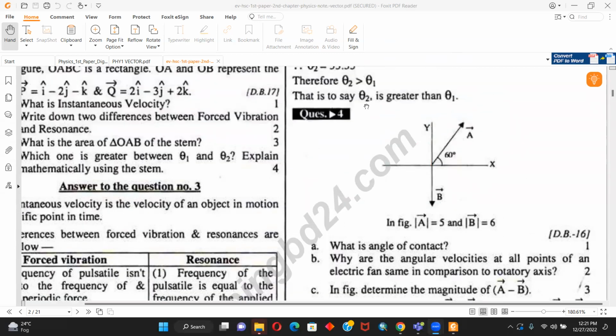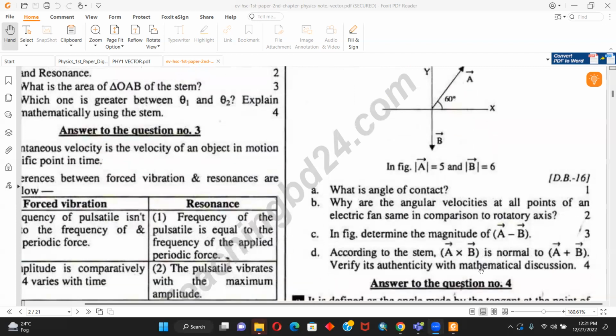According to the stem, A vector cross B vector is normal to A vector plus B vector. Verify it. So we have to see if A vector cross B vector dot A vector plus B vector is zero or not. That is the thing.